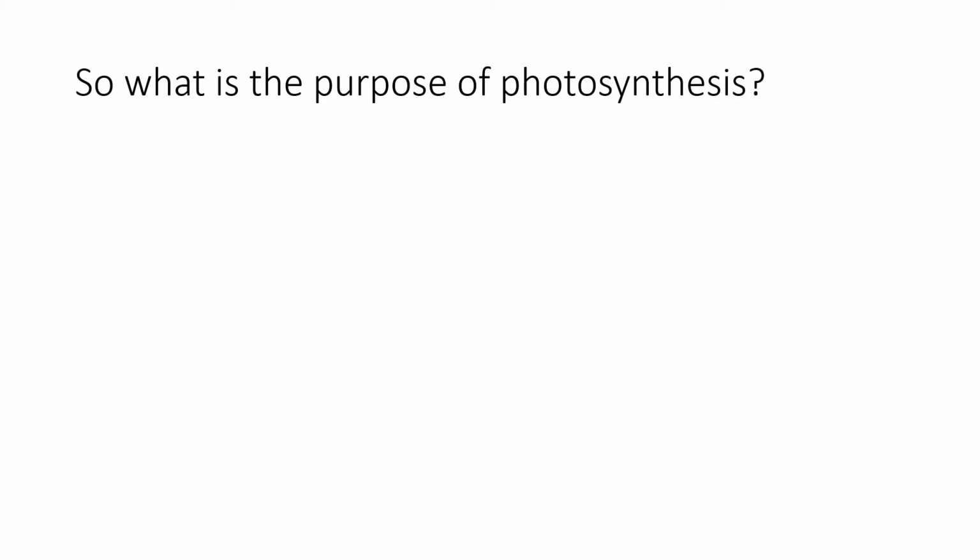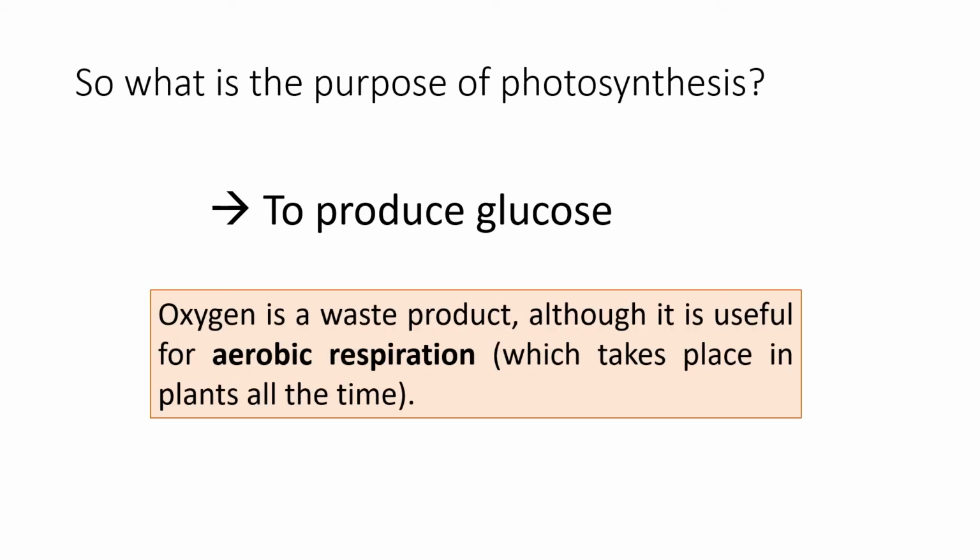What is the purpose of photosynthesis? Why plant needs to do photosynthesis? To produce glucose, to produce their food on their own. Oxygen is a waste product during this process. Although it is useful for aerobic respiration, which takes place in plants all the time. So the respiration takes place in plant 24/7. The photosynthesis takes place when they have light, during daytime mostly.